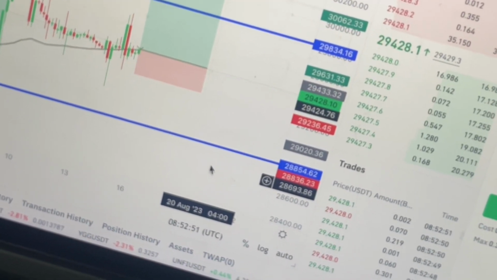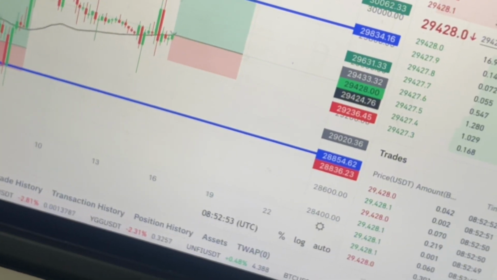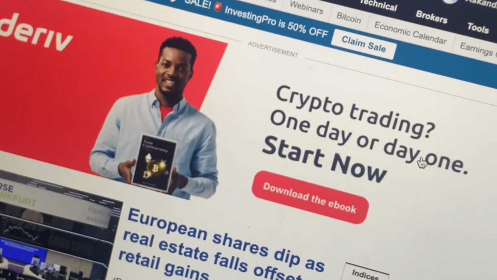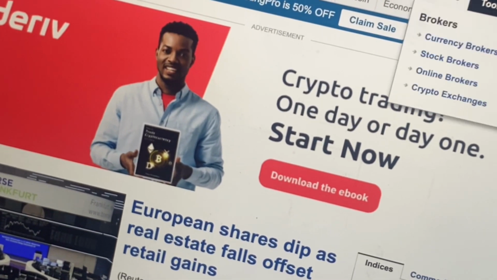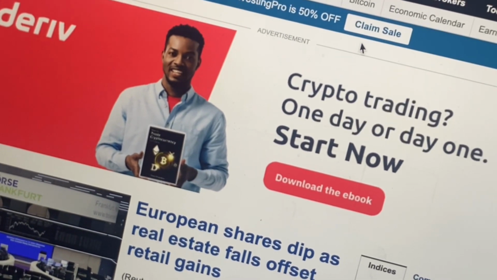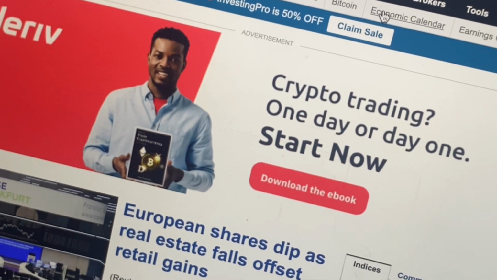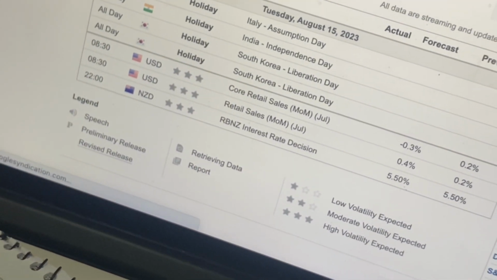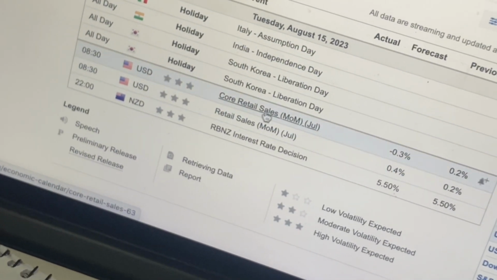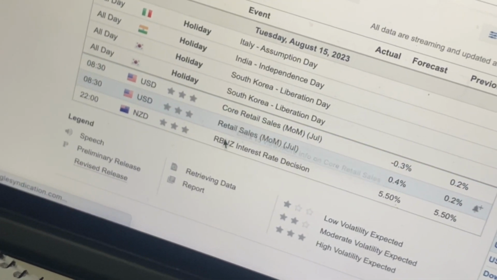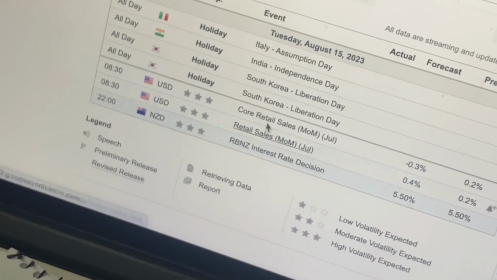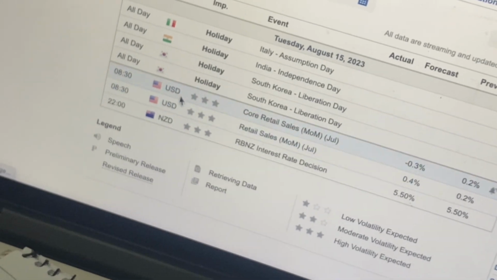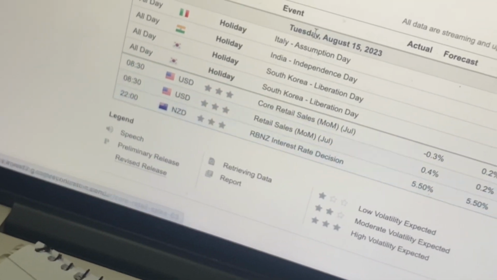All you need to do is look at your fundamentals by checking investing.com. You can get the app on your Apple or Google Play Store. Click on the calendar. When you are on the website, you click on economic calendar. When we click on the economic calendar, we have core retail sales, that's about 8 p.m. this evening. This is the news that is coming today. This is the current high impact news that is coming today.